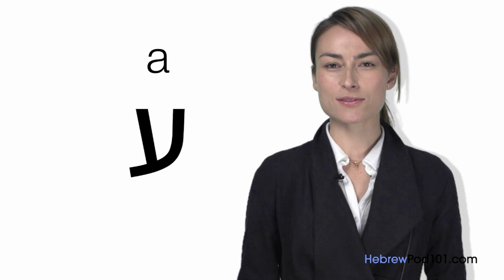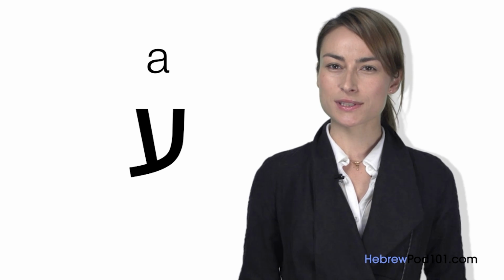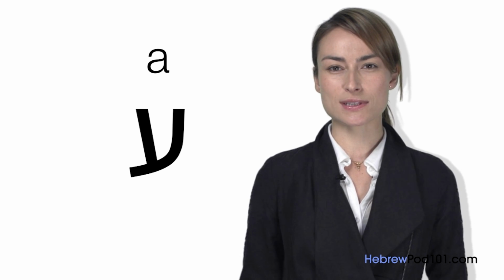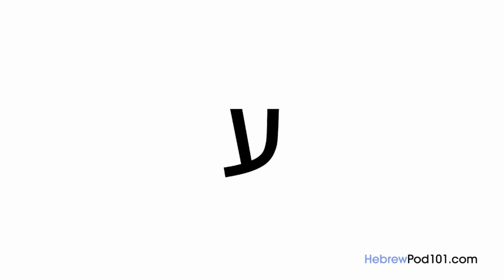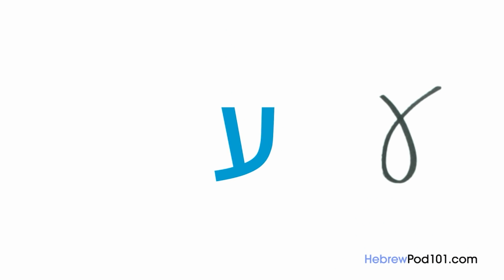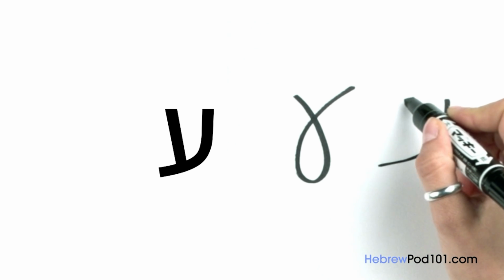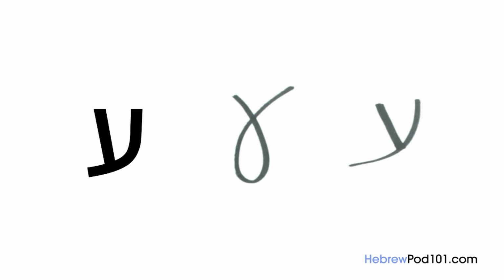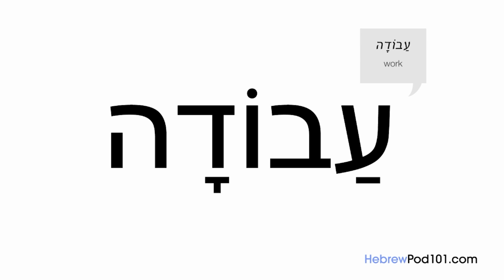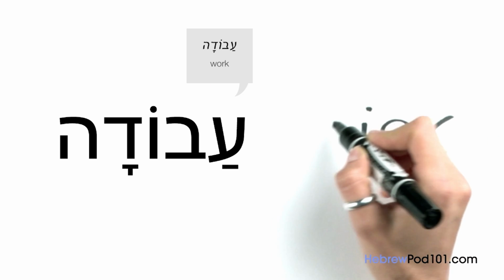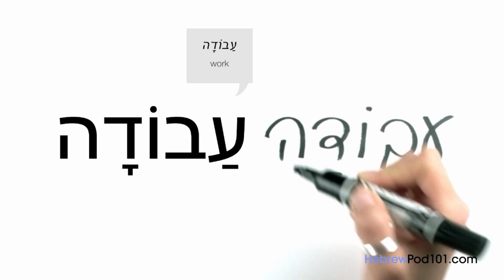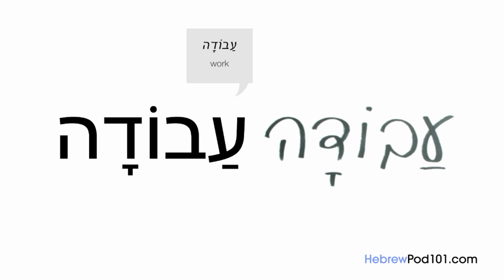Originally, Ain was pronounced glottally, from the throat, but in modern Hebrew it is rare to find speakers who are still pronouncing it in that way. So now basically it is another A sound to the list. And this is how you write it. And in print version, avoda in Hebrew is work. A, vo, da. And in print, it looks like this.